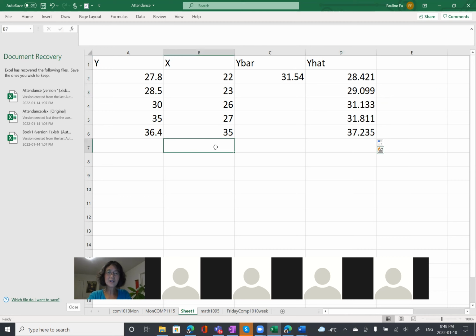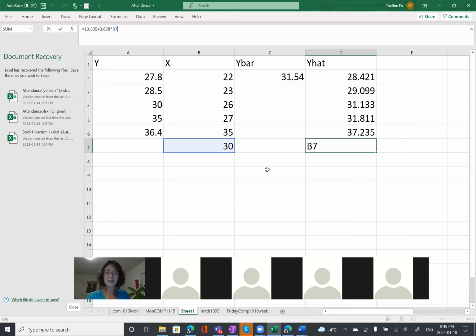Now if I ask you what is the predicted value for x equal to 30, the answer is 33.845. How do I get it? Plug into the equation here.